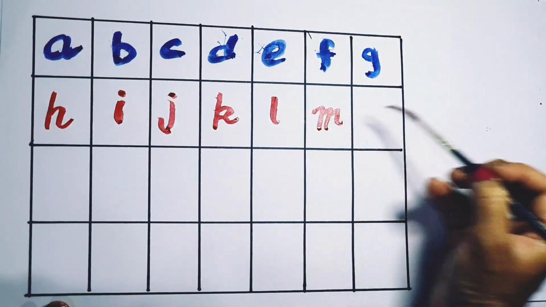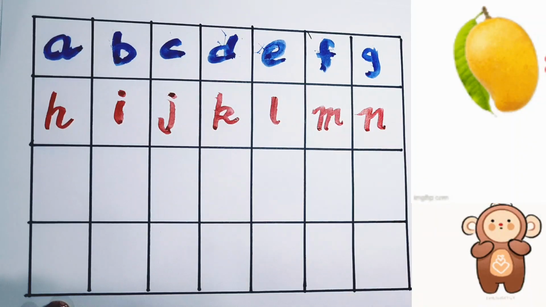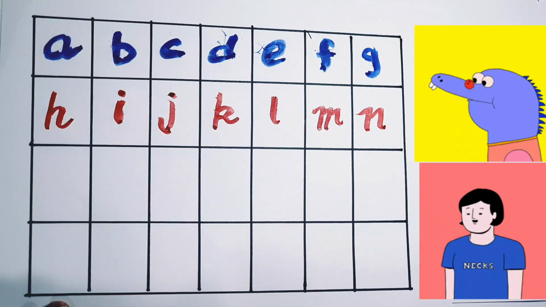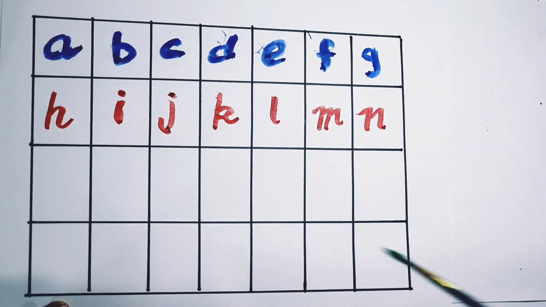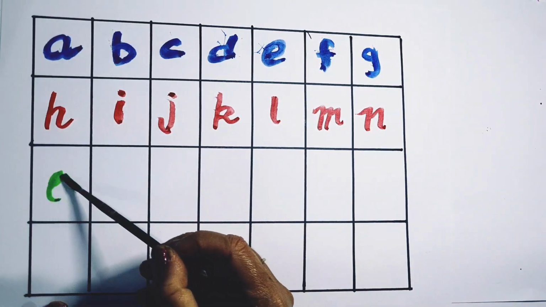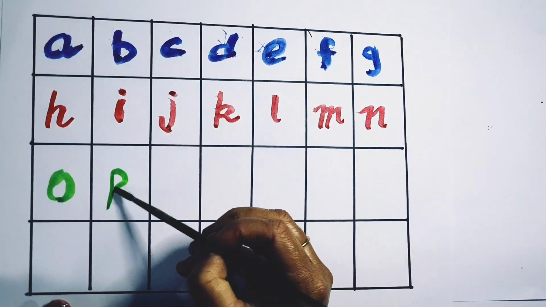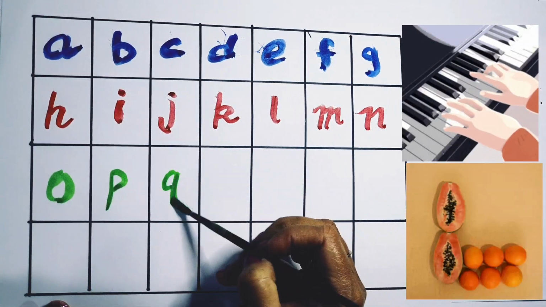M. M for mango. M for monkey. N. N for nose. N for neck. O. O for orange. O for owl. P. P for piano. P for papaya.